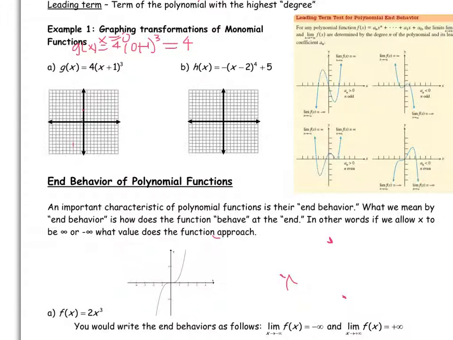Alright, I can't do this with this pen. Sorry, guys. It's going to cross right here. What that probably should look like is this. There we go. Okay, so that's g of x.